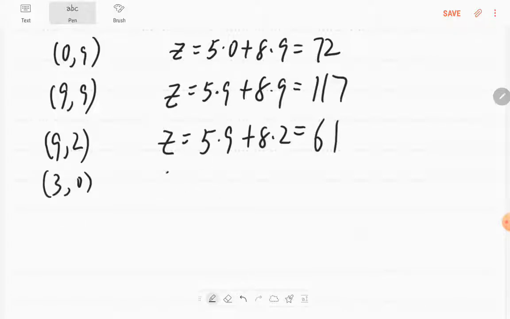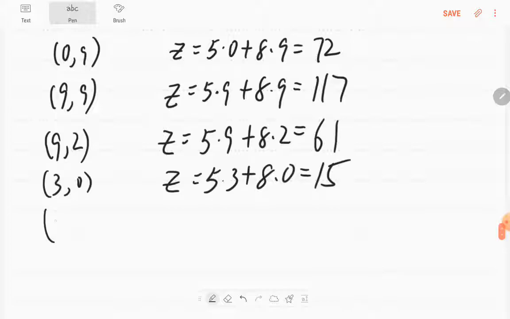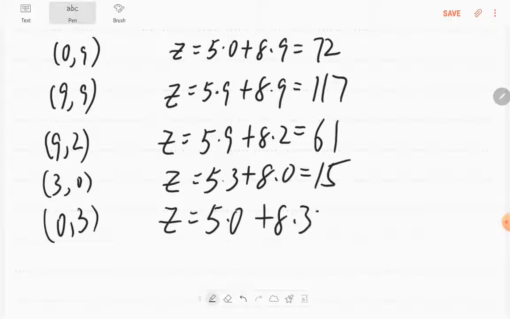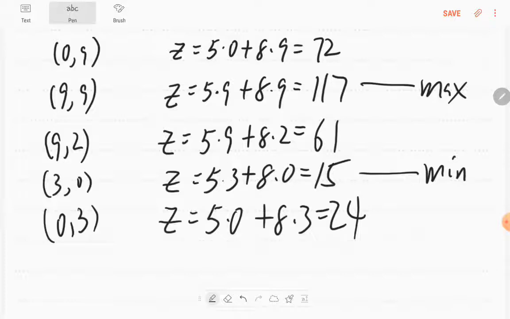3, 0. So 5 times 3 plus 8 times 0, which is 15. So the last corner is 0, 3. So 5 times 0 plus 8 times 3, so this would be 24. So this would be the maximum value, 117, and this one would be the minimum value, 15. So we just pick the lowest one, the smallest one, the greatest one.